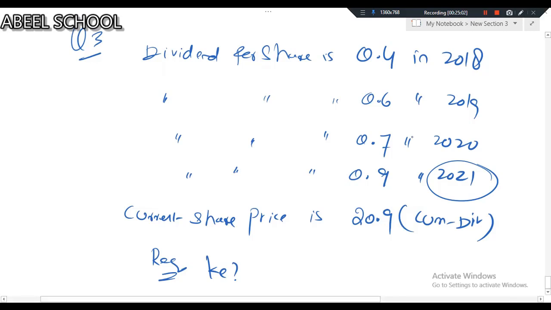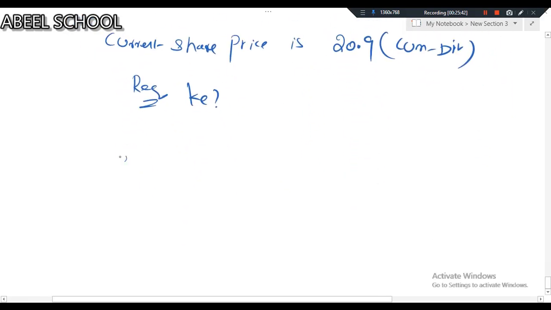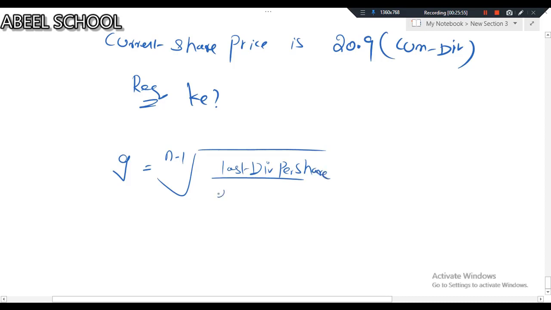But only one thing is missing in this question, and that is annual dividend growth rate. If I can manage to calculate annual dividend growth rate, then there's nothing left in this question. So how do we calculate annual dividend growth rate? Now listen carefully. In the dividend valuation model, we always assume that dividend growth rate is constant. So whenever you have been given information like this, you have to use a formula for the growth rate, which is G is equal to the (n minus 1)th root of last dividend per share divided by first dividend per share, minus 1.